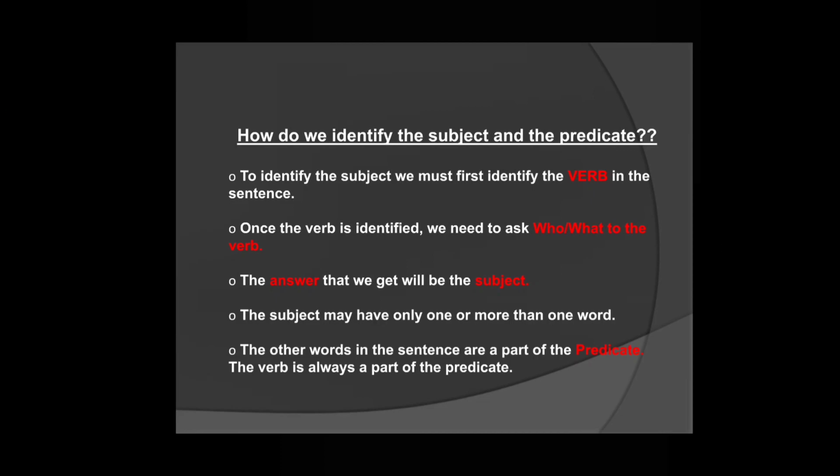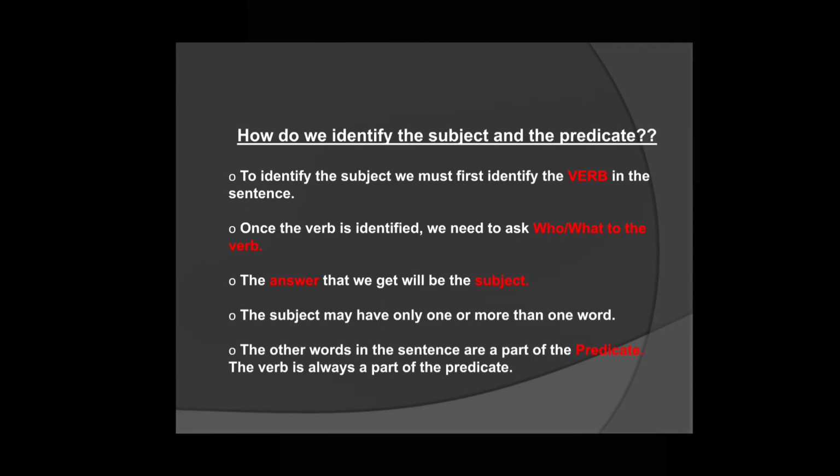This asking of question you need to do mentally. You cannot write and do it. Just mentally do it. Then the answer that you get will be the subject. So remember, in the sentence, once you have identified the verb, you ask who or what to the verb. Either you ask who or what.